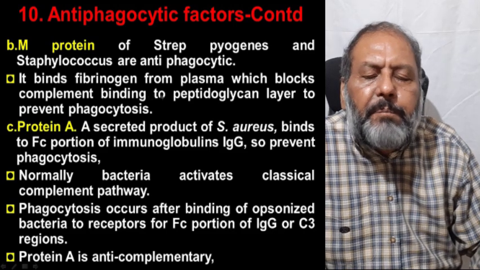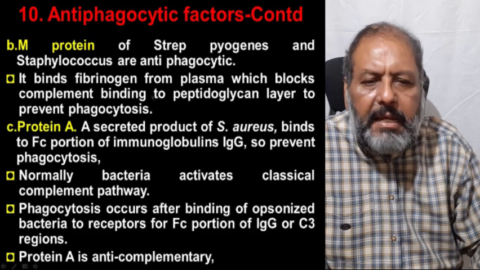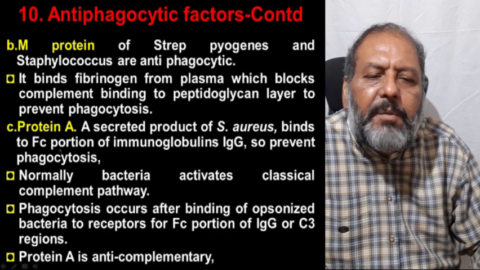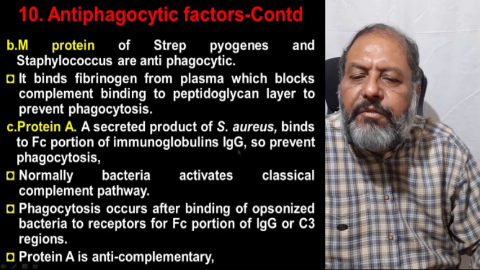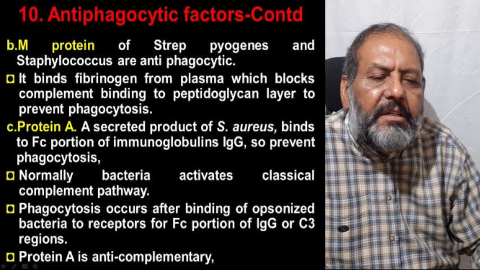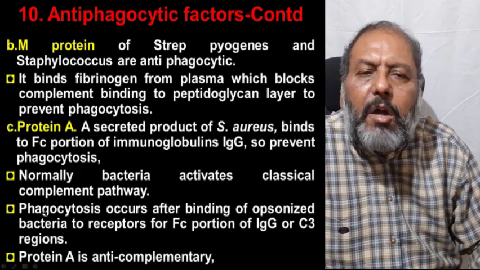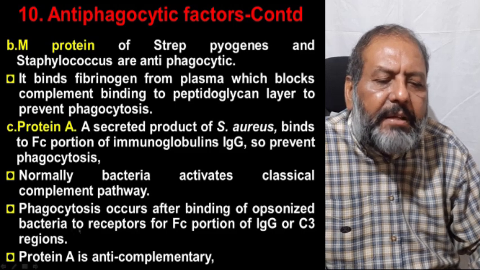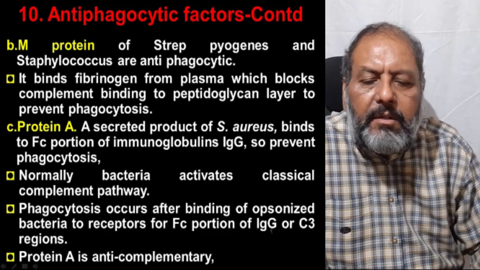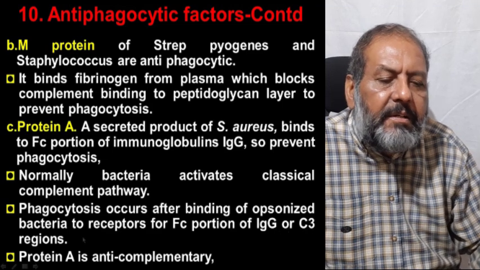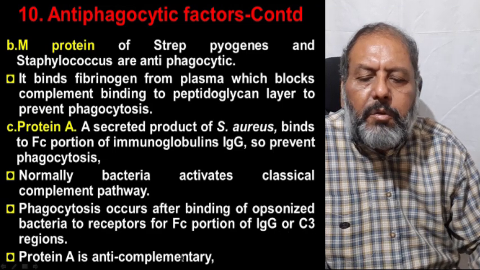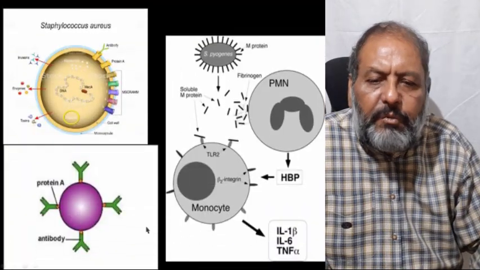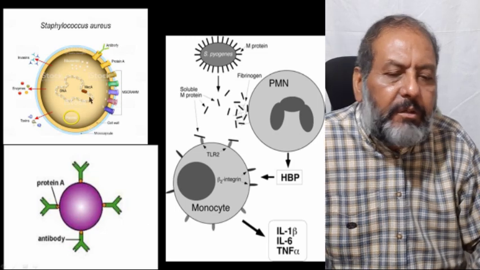So the complement will not be able to act and to phagocytose these bacteria. Protein A, a secreted product of Staph aureus, binds to the Fc portion of the immunoglobulin IgG, so it prevents phagocytosis. Normally, bacteria activate the classical complement pathway. Phagocytosis occurs after binding of the opsonized bacteria to the receptor for the Fc portion of the IgG or C3 regions. Protein A is anti-complementary, so it does not allow the complement to work and cause phagocytosis.